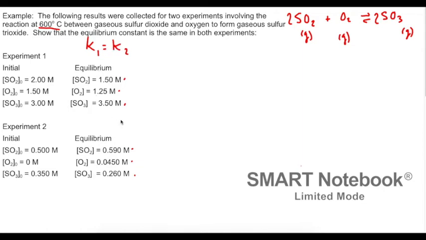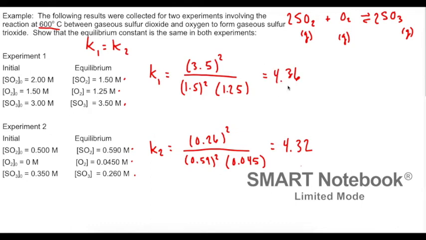This is what I mentioned in the notes, that for a single K value, for a single equilibrium constant at one temperature, there are an infinite number of combinations that you can get in your ratio to achieve that K value. And that's what this question is helping you think through. Okay, so go ahead and give it a try. Prove to me that the K in experiment 1 does indeed equal the K in experiment 2.